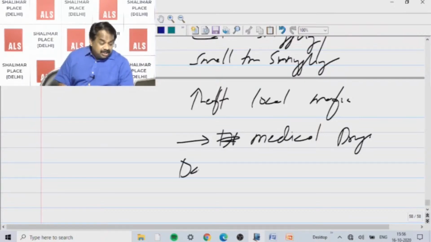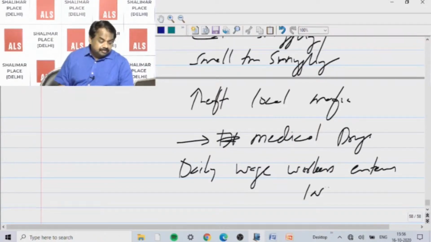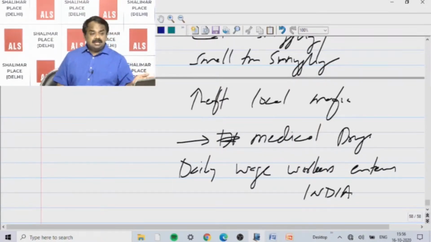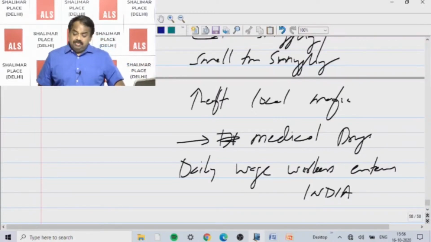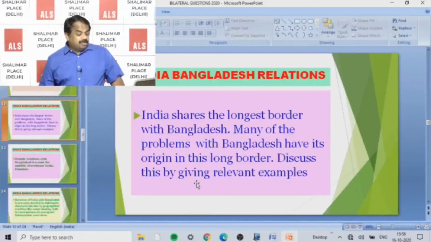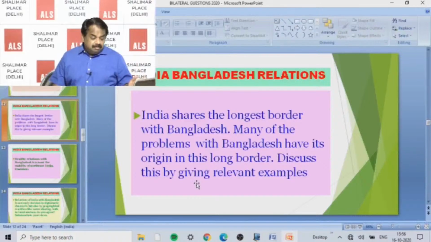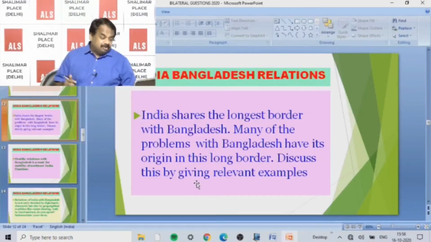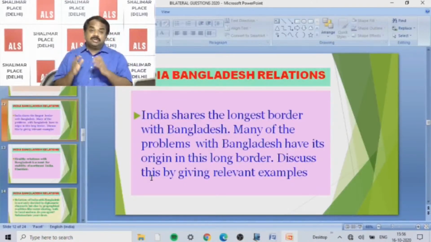And daily wage workers enter India. They enter India, work and go back to Bangladesh without any documents. So these are all issues related to the border. Many of the problems have their origin in the long border. Illegal migrants, smuggling, everything comes into the picture, and these are issues we need to tackle. A friendly relationship should be able to tackle these issues, because the open border is a historically created border. That's a big issue.